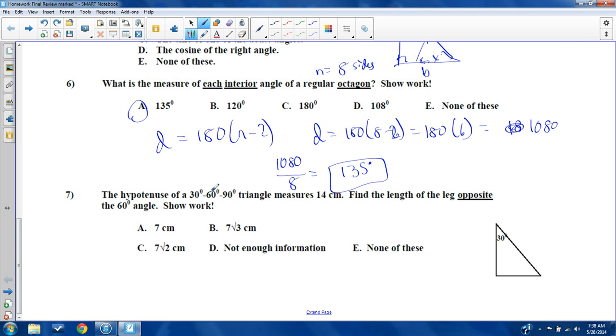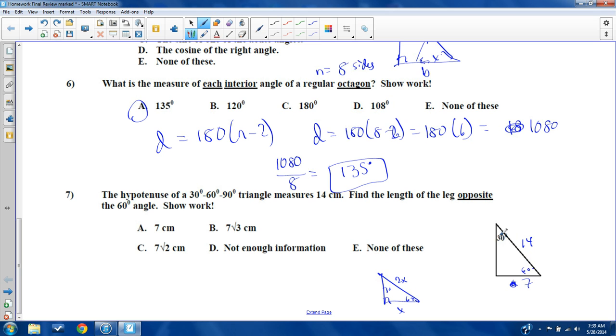Okay, number 7. The hypotenuse of a 30, 60, 90 triangle measures 14 centimeters. So this is 14. Find the length of the leg opposite the 60-degree angle. So this is 60. Okay, I want you to keep in mind, if I have a right triangle here that's 30, 60, 90, the short side is x. That's this guy right here. The hypotenuse is 2x. So right here, the short side is half the measure of the hypotenuse. So this length is 7 right here.